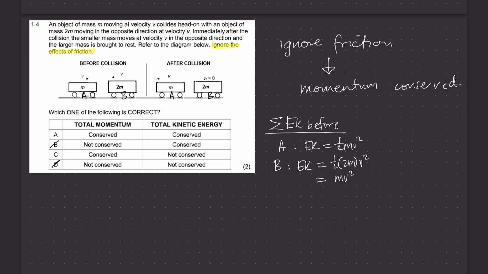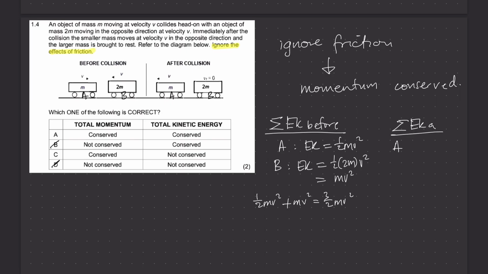So if we add them up, we're going to get half mv squared plus mv squared. That's 3 over 2 mv squared. So this is the sum of the kinetic energy before. So we can also do the sum of the kinetic energy after.